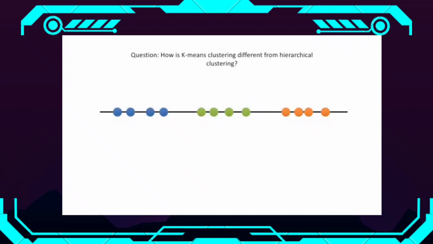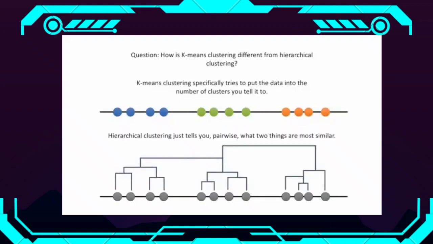Question: how is k-means clustering different from hierarchical clustering? K-means clustering specifically tries to put the data into the number of clusters you tell it to. Hierarchical clustering just tells you, pairwise, what 2 things are most similar.